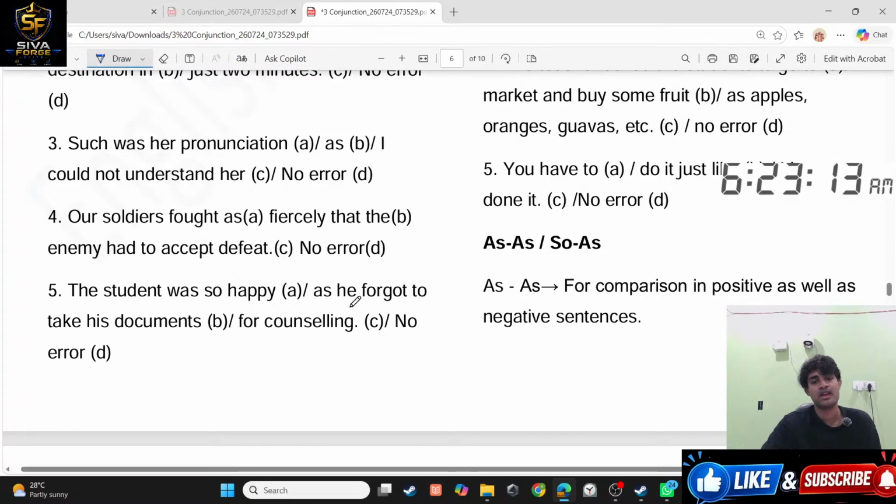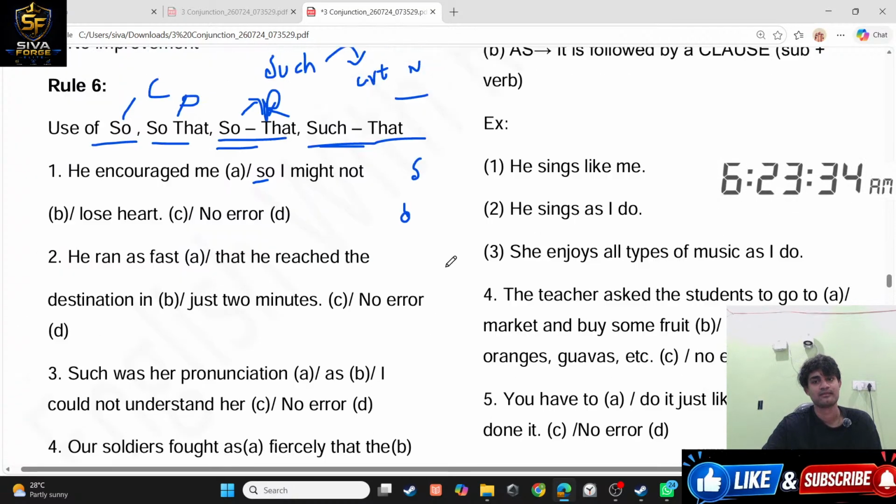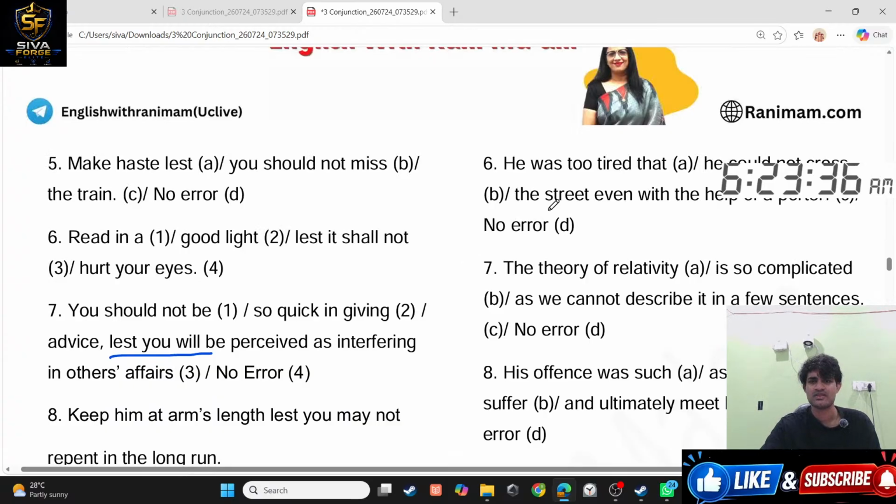The student was so happy as he forgot to take his documents for counseling. So sad. The student was so happy that he forgot. He was too tired that he could not cross the streets even with the help of a porter. He was so tired, so I should use so that, is a result. Such that is the result. So that is a purpose.